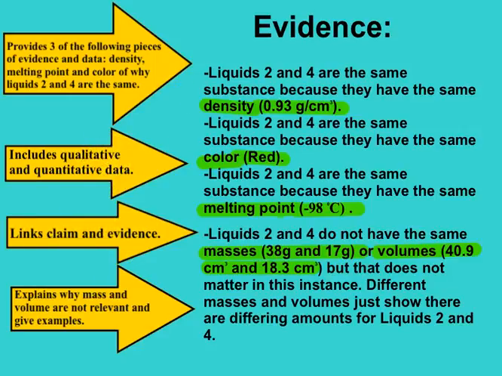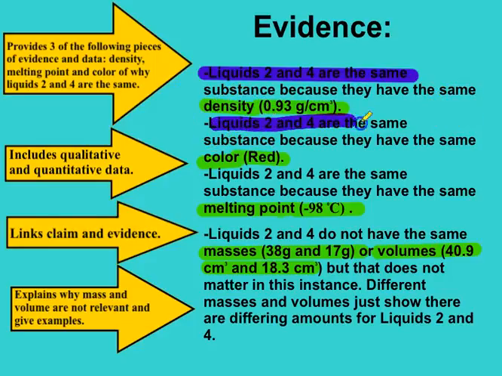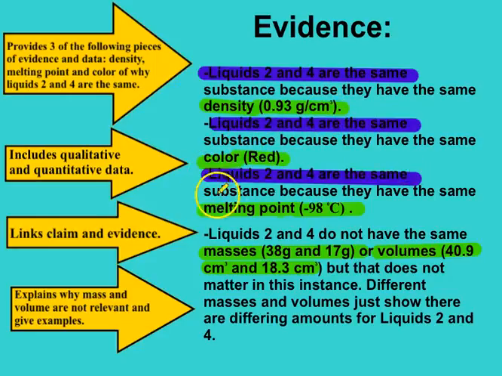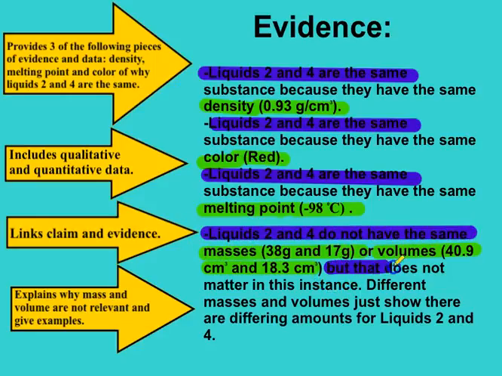Links claim to evidence. This is how you can easily do that. Liquids 2 and 4 are the same substance because they have the same density. Liquids 2 and 4 are the same substance because of the color and the melting point. Liquids 2 and 4 do not have the same masses or volumes, but that does not matter. So again, that's how I link the claim to evidence. If you just come out and say liquids 2 and 4 have the same density, but saying they're the same substance links your evidence back to your claim.